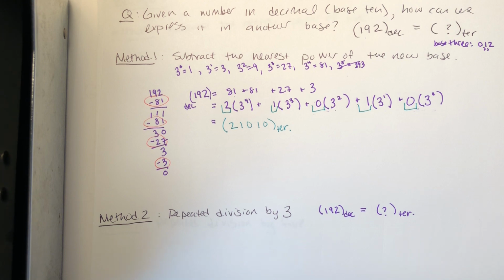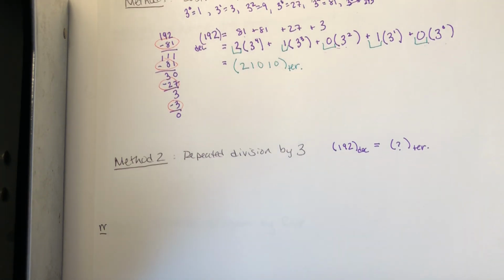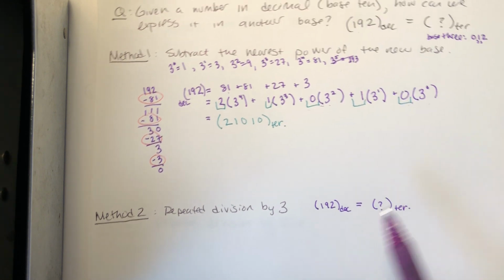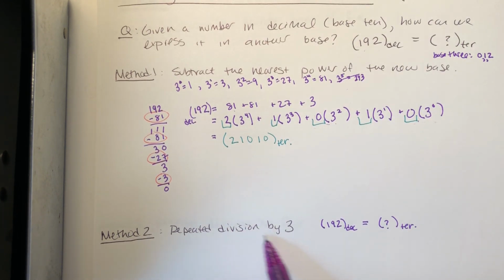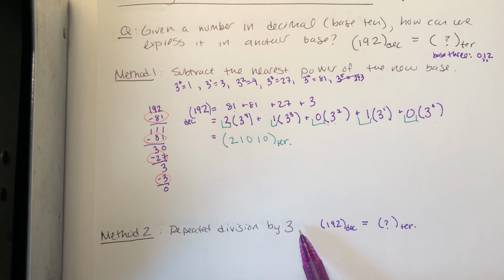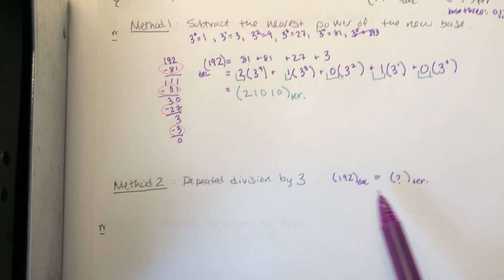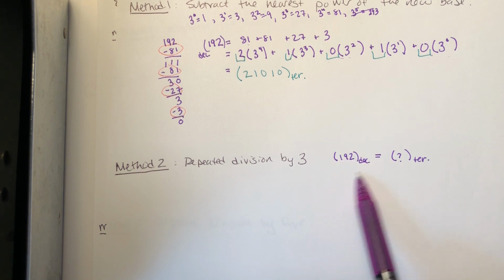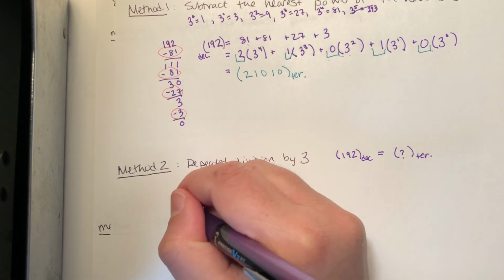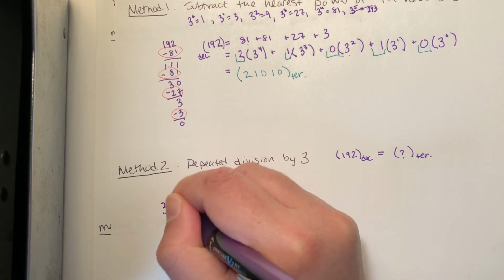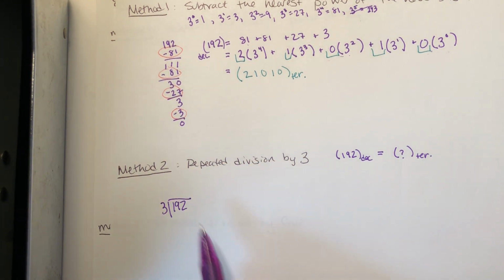Now there's actually another way that you can use if you want to convert from decimal into a different base, and that's using repeated division by your new base. So our new base is 3. So another way that we could have done this is using repeated division by 3. So start with your decimal number 192, divide by 3, and see what happens here.